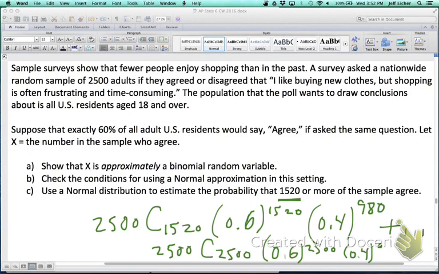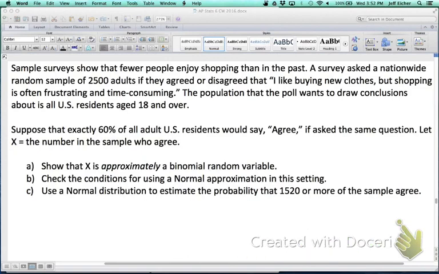Now we could do that. I really don't want to have to do, let's see, how many terms would this be? This would be 980 terms. This dot dot dot's rather deceptive. There's 980 terms, or 978 terms in that dot dot dot. We can use a calculator to get the answer much faster. So on the calculator, we can use binom CDF.